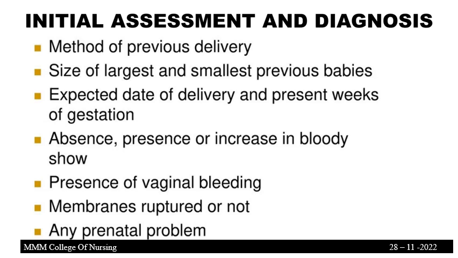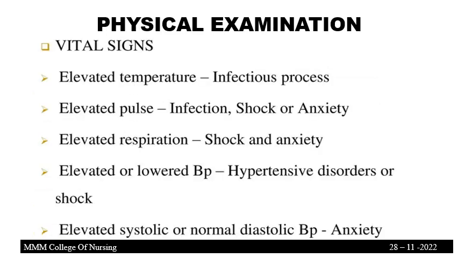And next is the method of previous delivery, size of the largest or smallest previous baby, expected date of delivery, present week of gestation, presence or absence of edema, presence of vaginal bleeding, membranes ruptured or not, or any prenatal problem. All this history should be collected.